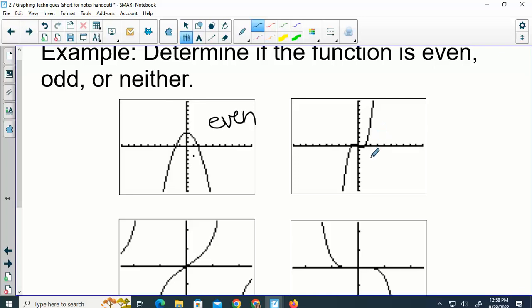This one, is it symmetric to the y-axis? No. We know it's not symmetric to the x-axis because it wouldn't be a function. Symmetric to the origin, so you have to think, okay, if I flip this over the y and then flip that over the x, would it overlap what I started with? Yes. So that's what we call an odd function.